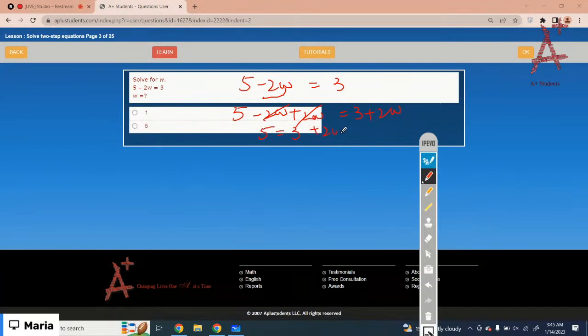Now you have to remove that 3 from this side. So subtract 3 from both sides. You are left with 2w equals 2. Got it? 2 is multiplying w, and opposite to multiplication is division. Divide both sides by 2. So it would be w equals 1. Got it? The correct option is 1. Just select the correct option and click on the OK button.